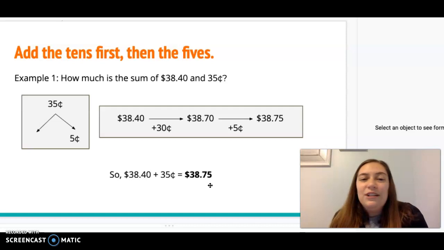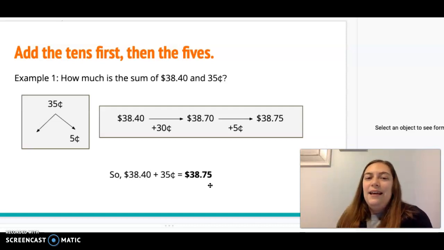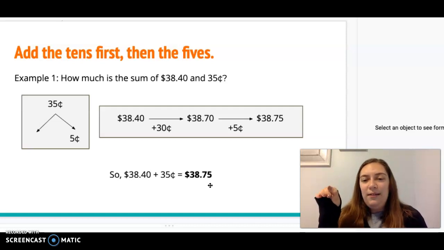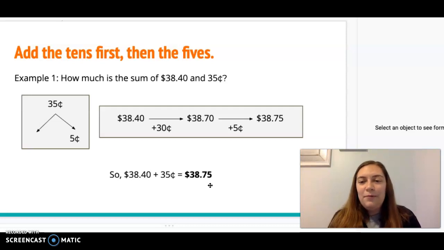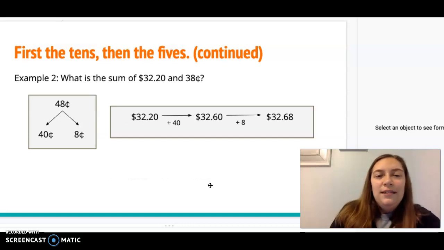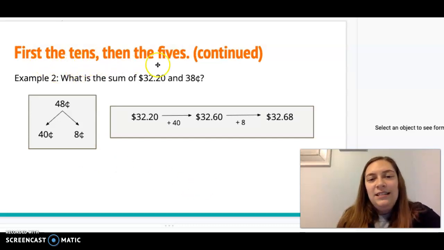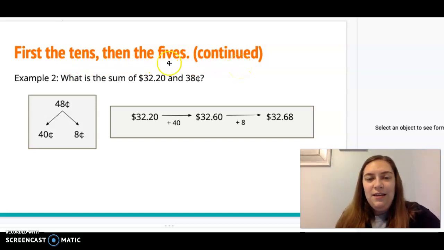Remember, if you have any questions about anything on these slides, you can either send it in the comments below this video, or you can put it in Google Hangout, whatever you feel like you need to do. But hopefully that was pretty good. Let's try another one just to make sure. So I have first the tens, then the fives, continued. So if you need to go back and look at these, then you can know that this is the same type of problem. All right.